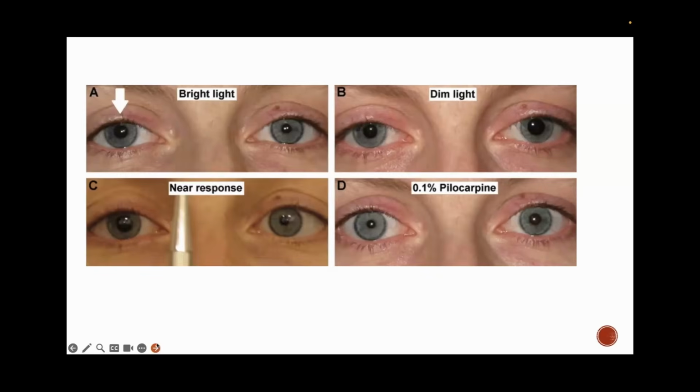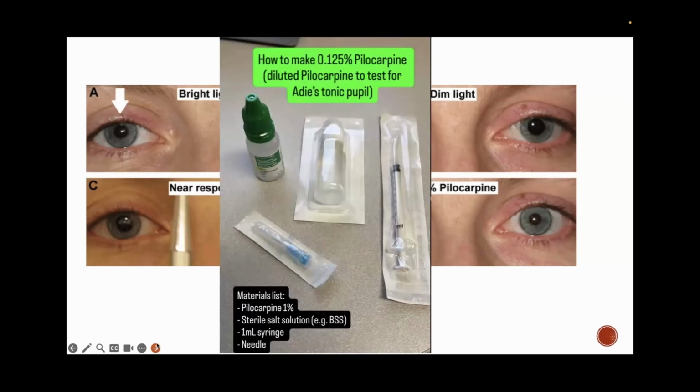In addition to that, sometimes they also complain of some difficulty when looking at near objects. Some accommodation difficulties might be additionally present. Very common diagnosis, very easy to diagnose. What you have to do is put 0.1% pilocarpine. Because there is denervation hypersensitivity, the pupil will immediately constrict, and there and then you have your diagnosis of Adie's tonic pupil. But it looks complicated. 0.1% pilocarpine, we don't really have that in our OPD, right? So you pick up a bottle of pilocarpine, which is 1% in the pharmacy, you take 1.25 ml of it in a 1 ml syringe, and the rest of it you fill with normal saline.